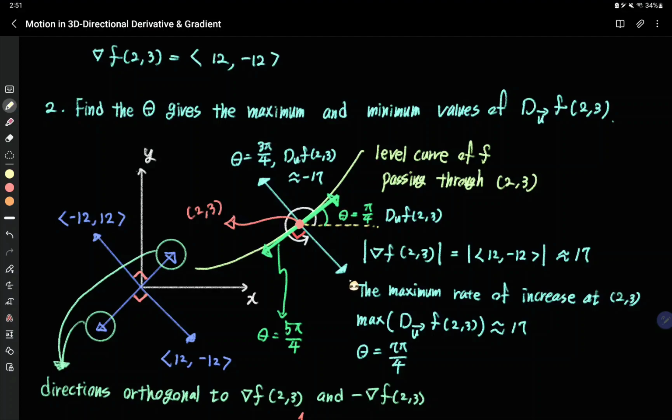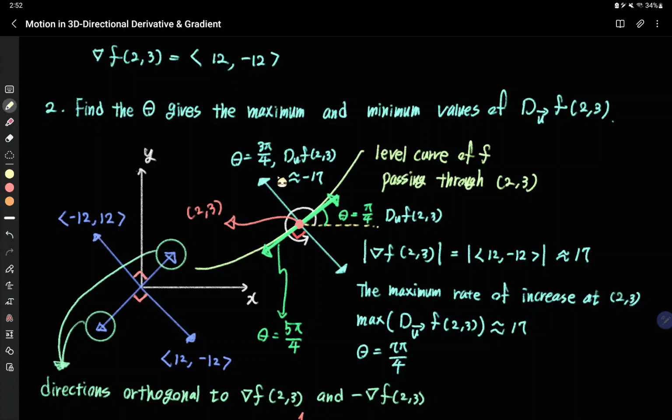This must be the direction of not only the gradient but also the direction vector u, because when both have the same direction, we get the maximum value of the directional derivative. So when the angle of the direction vector is pi over 4, we get the maximum rate of increase, and the maximum value is this 17.